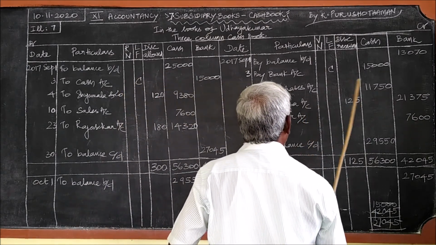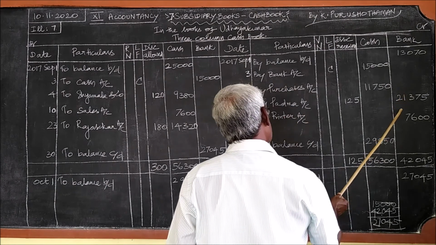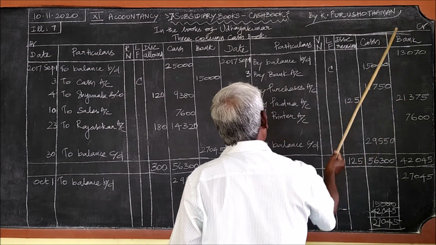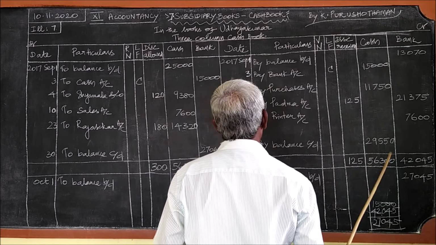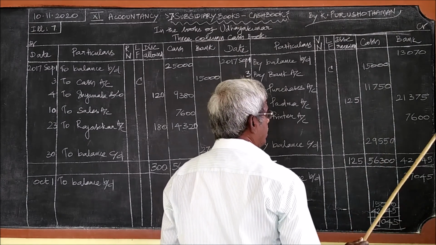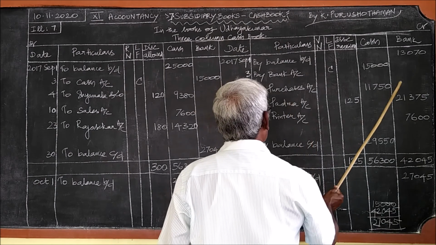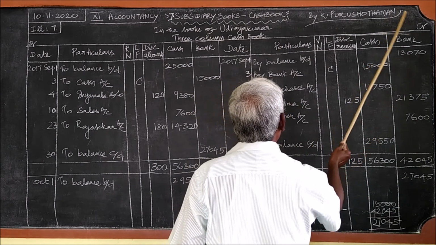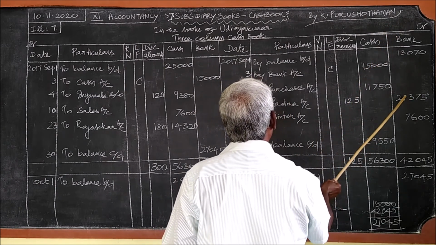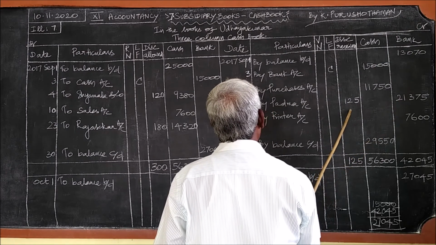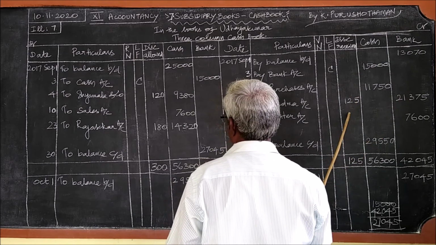Then, the next one on 12th, paid to Padma by check, gave check to Padma. So, when a check is given, the amount will be paid by the bank. From the bank only it goes out. If we give a check to someone, they take the check, deposit it in their bank and take the money. So from the bank only the amount goes out. The corresponding discount will be in the discount column.